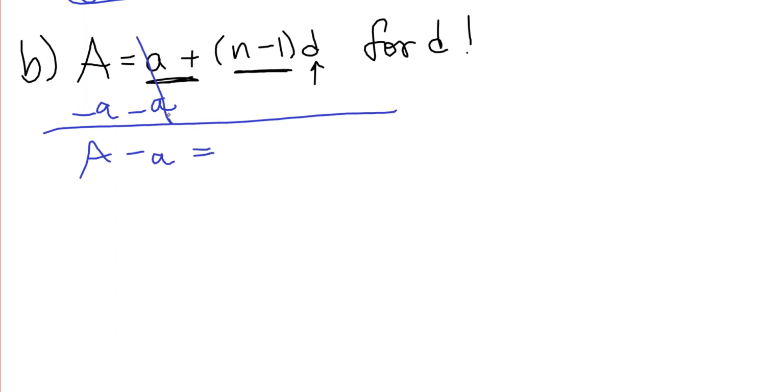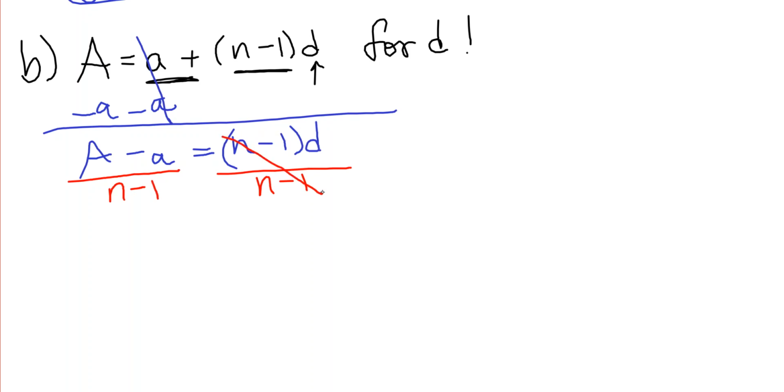So these two are going to add to make nothing. And over here I'll get n minus 1 times d. And then since it's times d, what I'm going to do to get rid of n minus 1 is I'm going to be dividing by it. Whatever I do to one side, I've got to do to the other. So I'm going to divide by n minus 1. And there we go. So there's the value of d. So I'm going to rewrite this so it looks a little bit nicer. So I would say d equals big A minus little a over n minus 1. Hopefully you like the way that one looks.